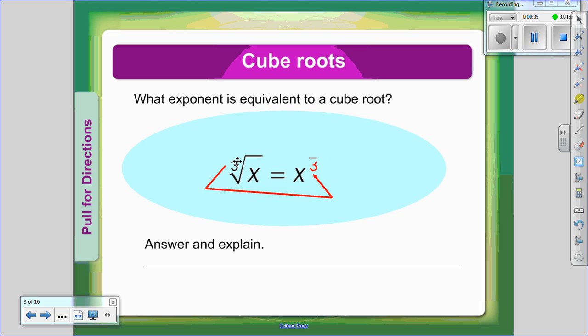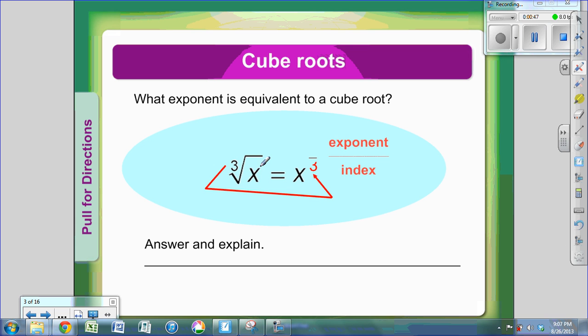So the number that goes right out here in front of a root, so a cube root, or if it's a fourth root or fifth root or whatever, it comes down here to the bottom and that becomes a 3. And that is called the index. Then the number that's on the inside here would actually go up here and be the exponent. So in this case, it's a 1. So this is a 1 and that's a 1. So a cube root is an exponent of 1/3.